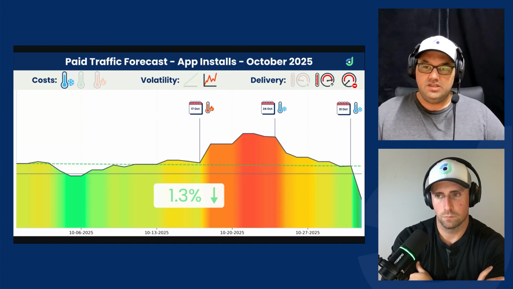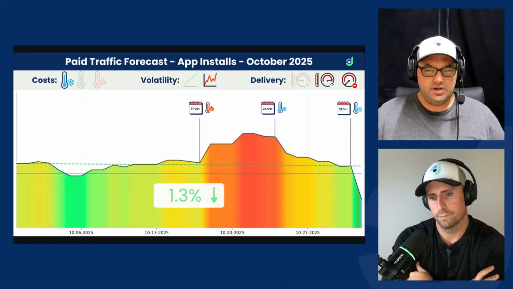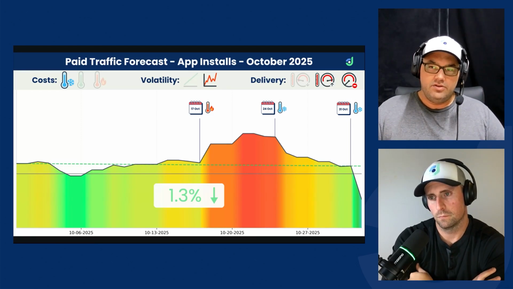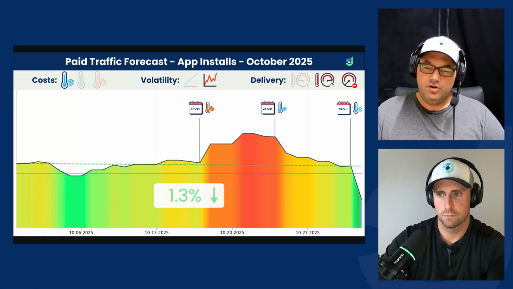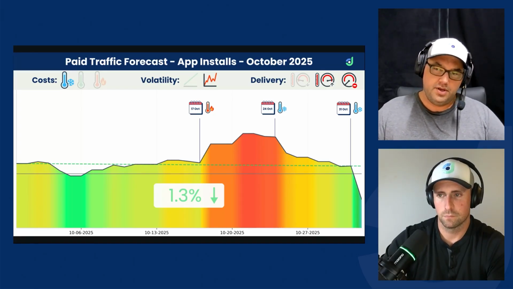So the 17th is an indicator of our first hotspot. That's when costs are going to increase. And the 24th of October is the start of the first cold spot. And then the 31st, heading towards the end of the month, beginning of November, is another cold spot.